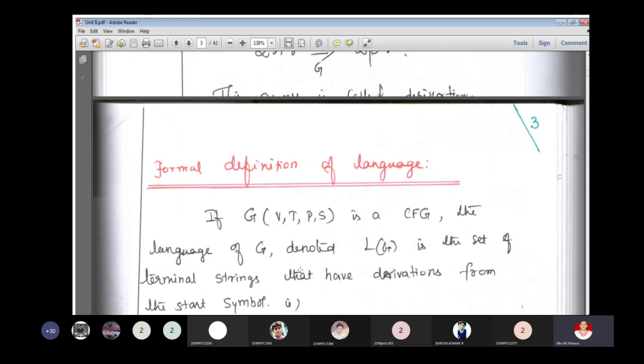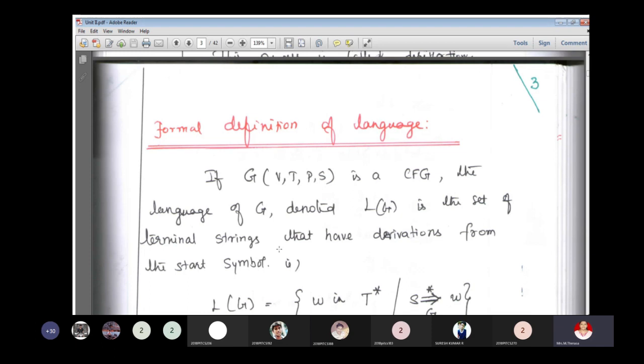Then we'll see the definition of language. See, if G is equal to (V, T, P, S), we know we can represent a grammar with a 4-tuple: variables, terminals, production rules, and the start symbol, and this is a CFG, a context-free grammar. The language of G is denoted by L(G). Okay, so the language of this grammar can be represented as L(G), the set of terminal strings. We know what a language is. A language is a set of strings, isn't it?